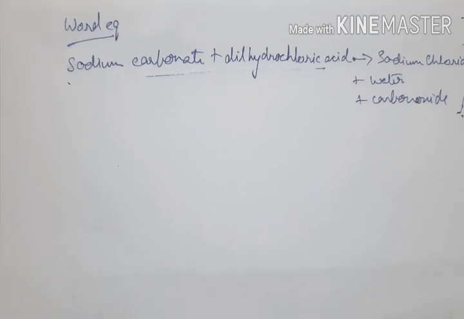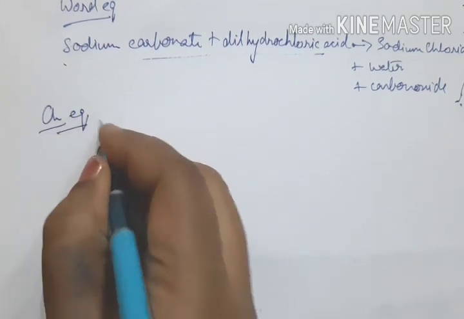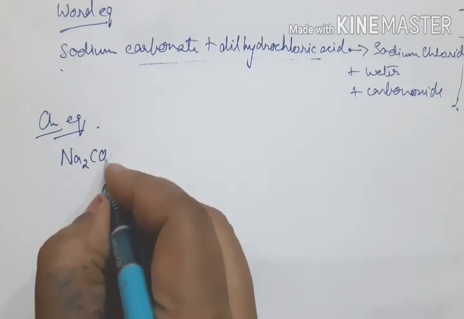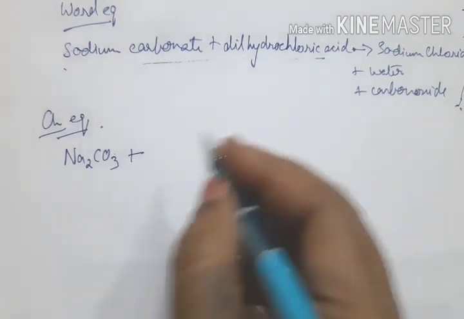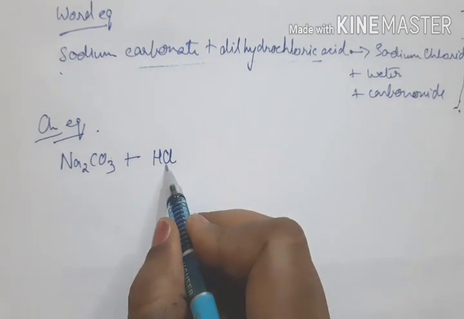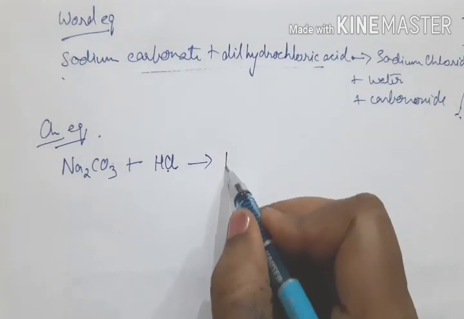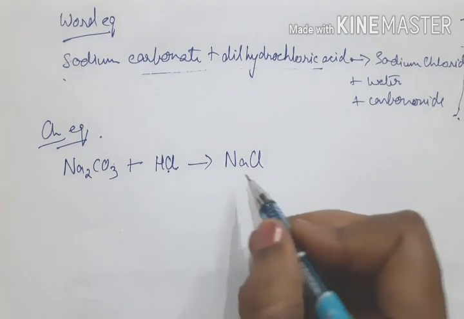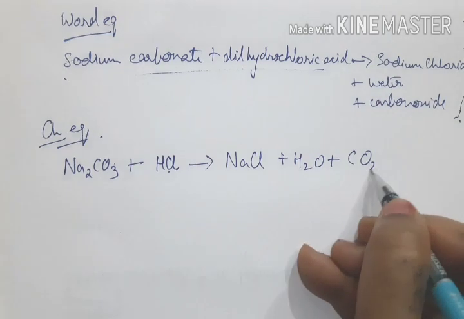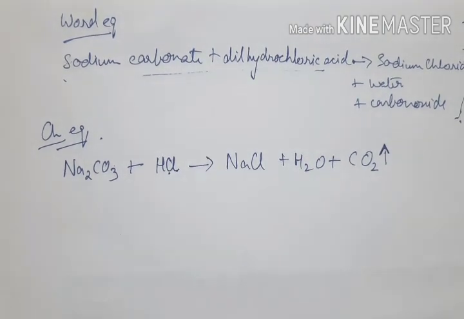Now we will write down the balanced chemical equation. Sodium carbonate, the formula is Na2CO3, plus dilute hydrochloric acid, HCl. Remember the C is capital and l is a small letter. Now we form NaCl. This is the product. Plus H2O, water, and carbon dioxide. This carbon dioxide is a gas and therefore it evolves out.